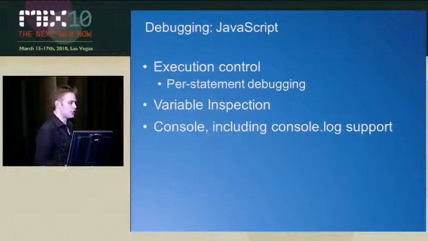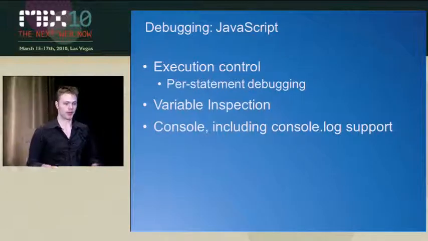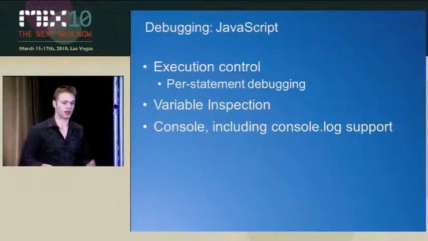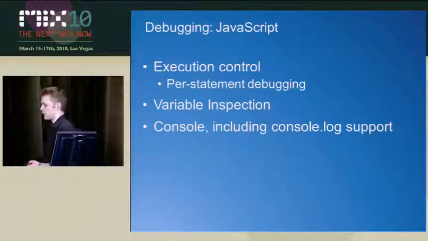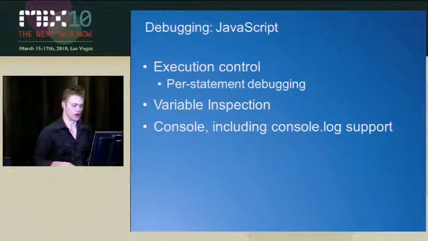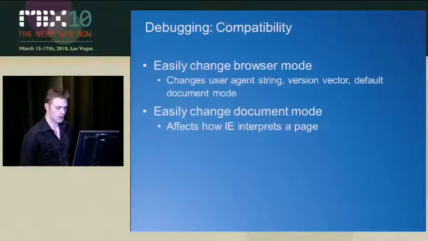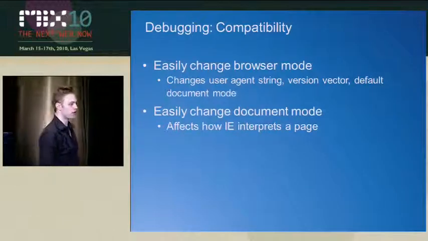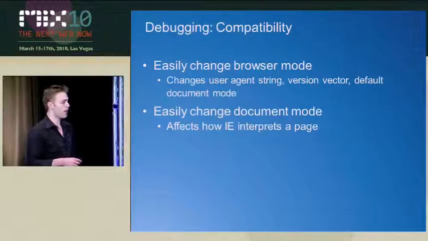We've done similar stuff for JavaScript, including a very rich debugger, which allows you to set breakpoints, step through statements, inspect variables, and even output messages to the console, just in case you need to make sure that your variables are evolving the way you want them to in the course of an execution path. And then lastly, I actually want to spend a little bit of time on this slide, because we provided very easy facilities to go through and debug compatibility bugs.